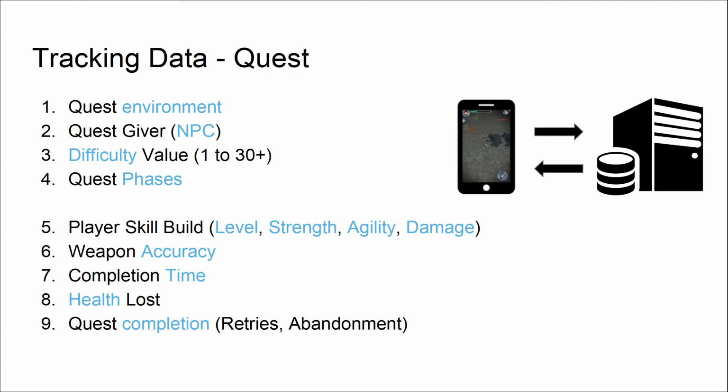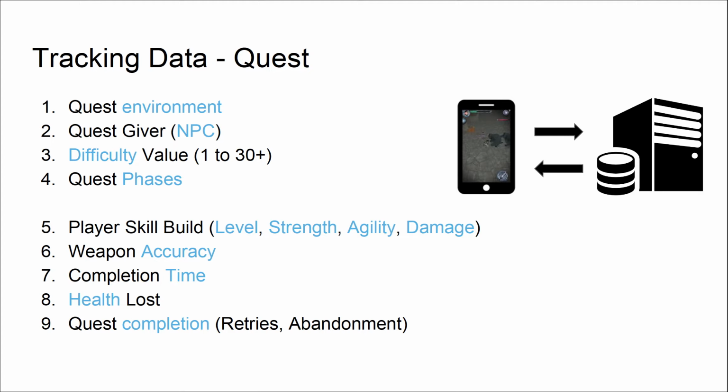The skill build, level, strength, agility, and damage of the player; weapon accuracy, which means how many hits the player took and how many hits actually landed; the completion time of the quests; and the health lost, which means how many health packs the player collected in the dungeon and how much damage the player took from enemies. And lastly, the quest completion, which means whether the player completed a quest, whether the quest was failed and retried and retried and retried, how many times it was retried, whether it was abandoned.